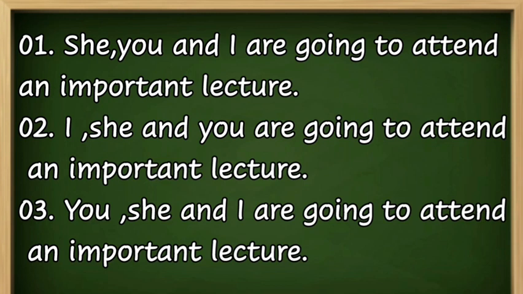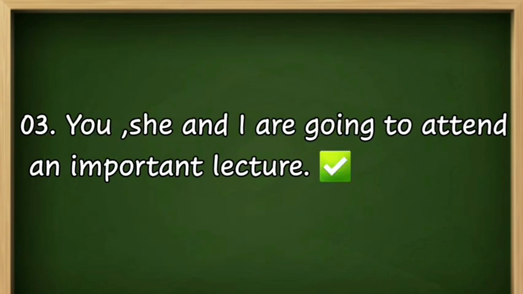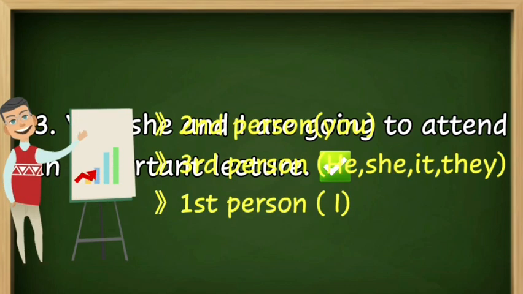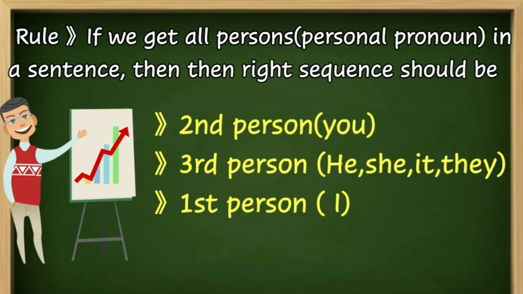So time is up now. The right option is the third one, which says: you, she and I are going to attend an important lecture. Now, what is the rule here? If we get all three persons, first, second and third person, in a sentence, we should have the right sequence. The right sequence says second person, third person, and first person at the last. That should be the right sequence. Because of that, first I used you, then I used she, and then I used I, which is the first person in the sentence. So this makes the correct sequence.